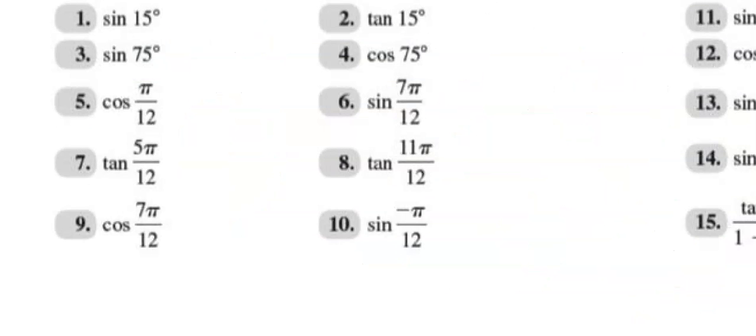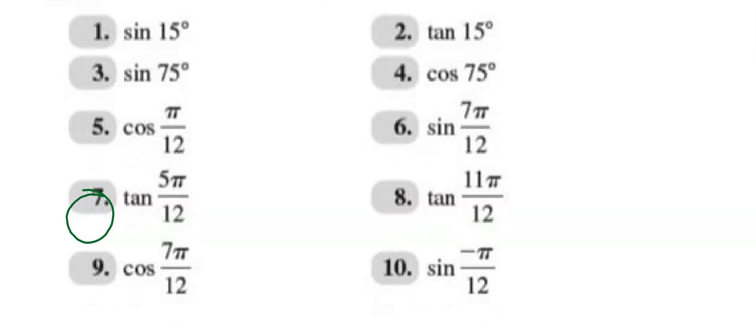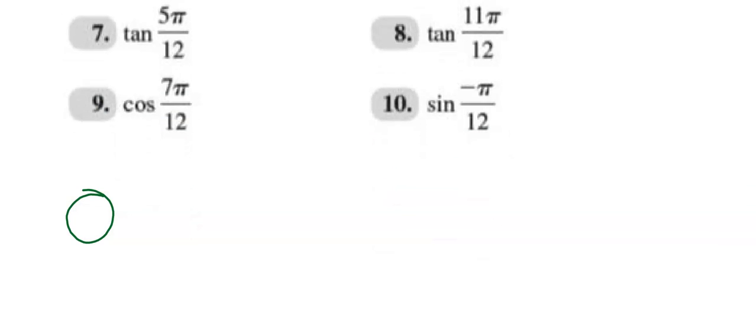All right. Let's jump down to number 7. What are you going to do with 5 pi over 12? Do you really want to try to come up with fractional values of pi that add or subtract together to give you that? What should we do with it?